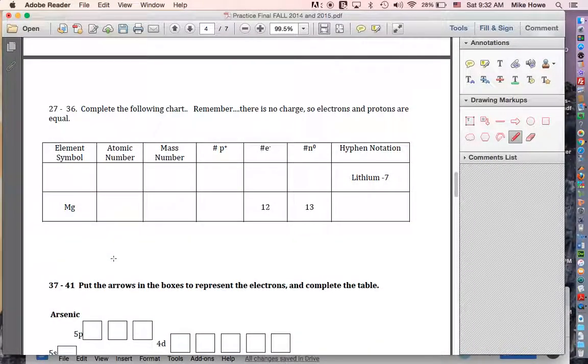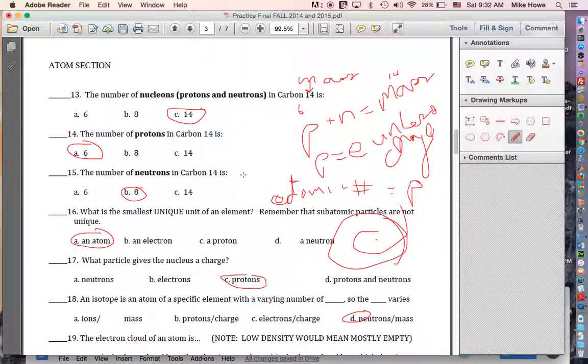Now completing this chart, once again you need to know these concepts right here. So these things right here, you might want to put down on your cheat sheet.